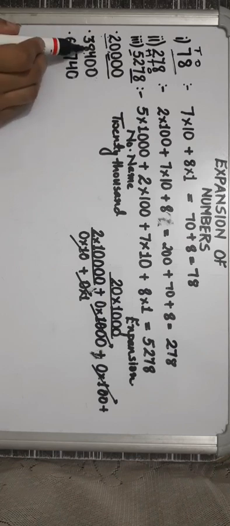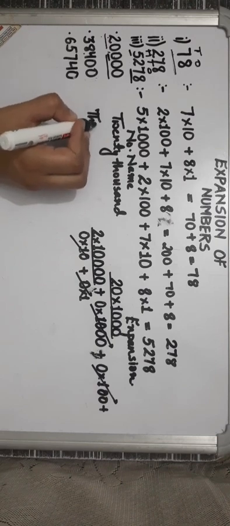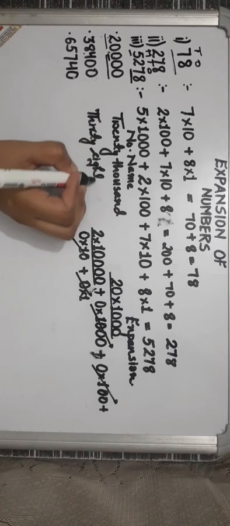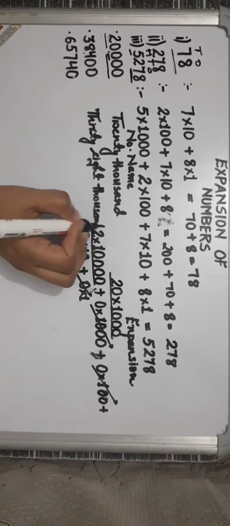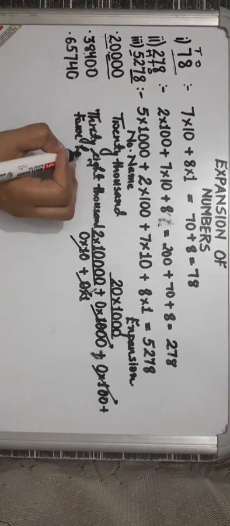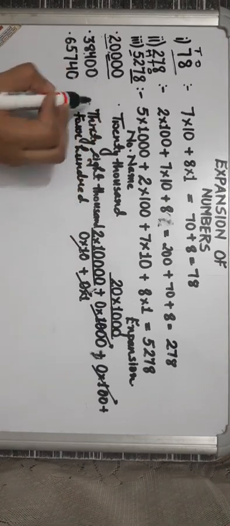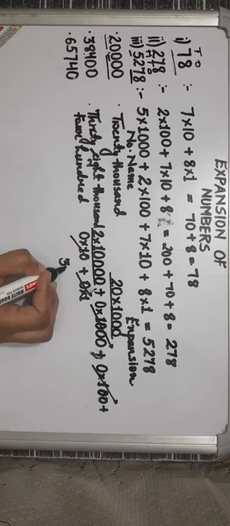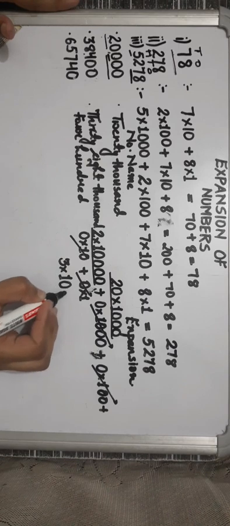38,400. So we will write the number name as 38,400. Let's see the expansion. 3 into 1, 2, 3, 4. 10,000 having 4 zeros.